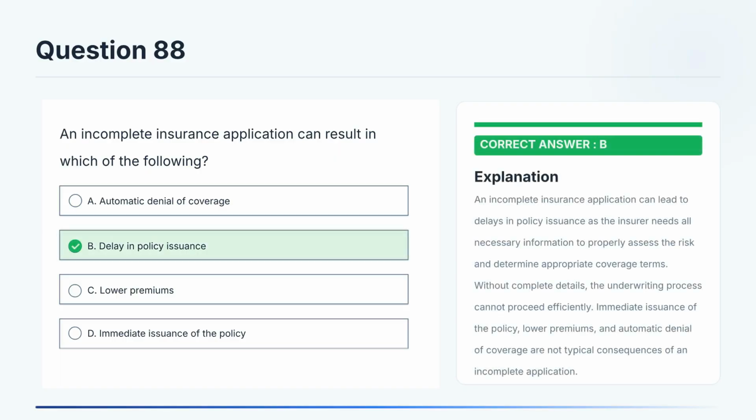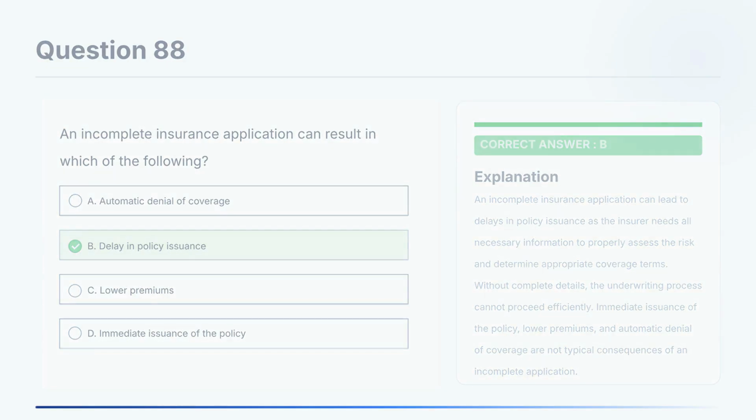The correct choice is B. Delay in policy issuance. An incomplete insurance application can lead to delays in policy issuance, as the insurer needs all necessary information to properly assess the risk and determine appropriate coverage terms. Without complete details, the underwriting process cannot proceed efficiently. Immediate issuance of the policy, lower premiums, and automatic denial of coverage are not typical consequences of an incomplete application.